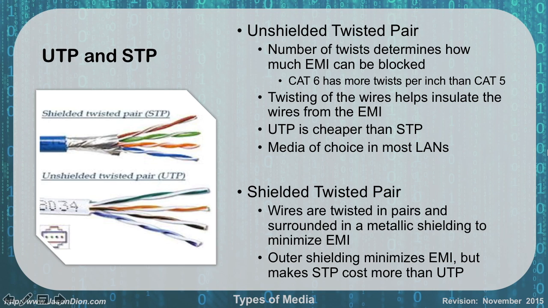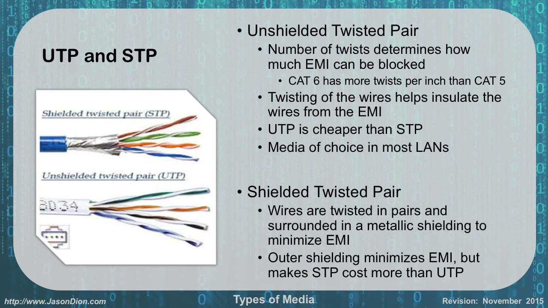With unshielded twisted pair, the number of twists determines how much the EMI can be blocked. Cat 6 has more twists than Cat 5 would. Higher categories have more twists. Twisting the wires helps insulate the wires themselves from the EMI, based on the physical properties of electromagnetics. UTP is cheaper than STP because there's no extra foil added to it. It's also the choice used in most wired LANs today, local area networks, because of the low cost and the ease of working with it.